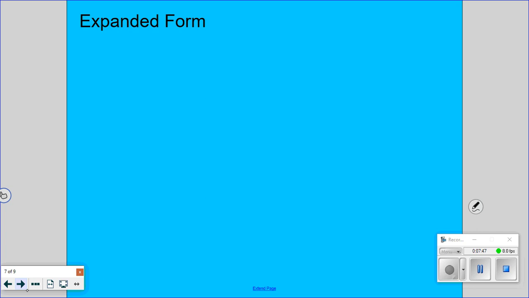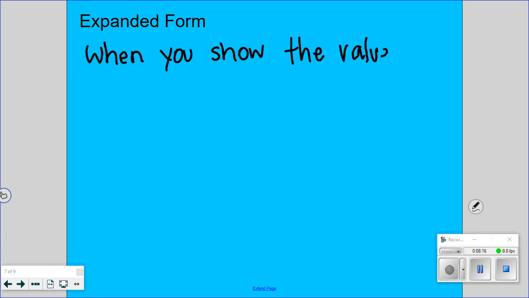It's called expanded form. Go ahead and turn to the next blank page. Your title is going to be expanded form. Right on the back, please, Marley. Right on the back, please. That way we're using all the pages. Expanded form is when you show the values for each place.